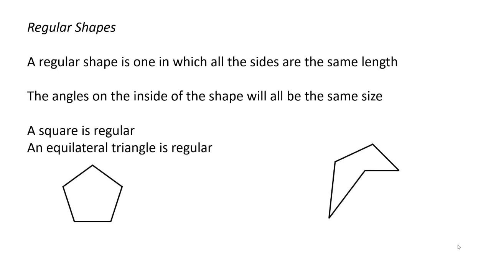So if we have a look at these two shapes here, they both have five sides, which means they are both pentagons. The first one, the one on the left, well, all five sides of that pentagon are the same length, and all five of the angles inside are the same size, so that is a regular pentagon, whereas the other one is an irregular pentagon, because while it has five sides, they're all different lengths. It can't be regular, therefore it must be irregular.